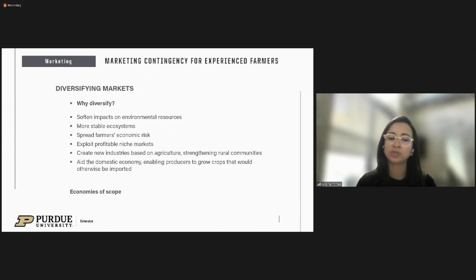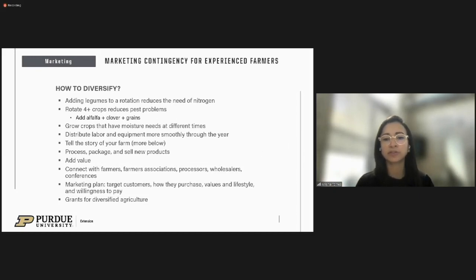Ideally, what you want to target is the economy of scope. So when you are diversifying markets, you may also be diversifying your business itself, and you're using all those things to get a bigger share of the market, to be more profitable and to be more resilient. Next slide.